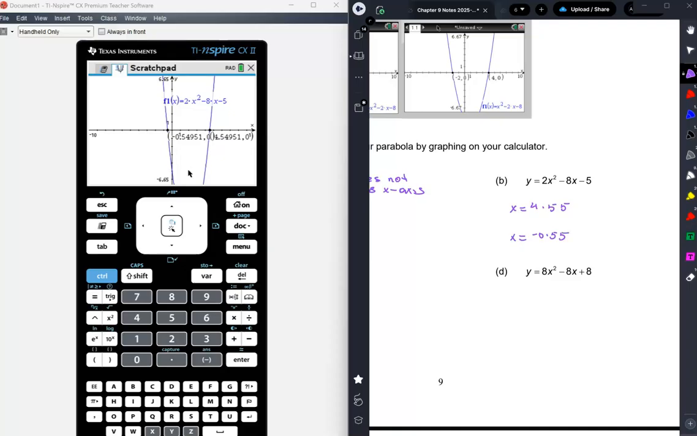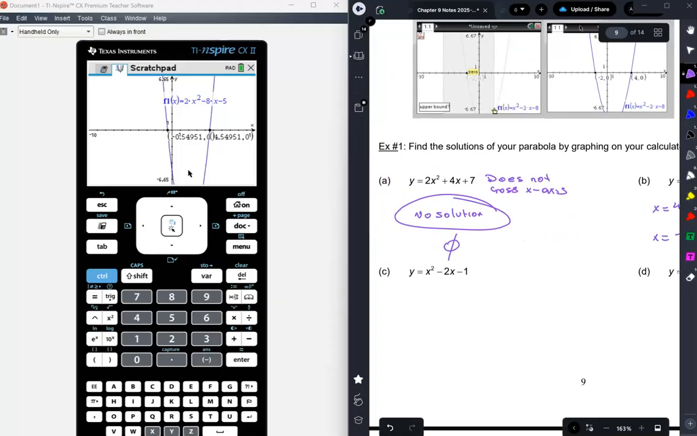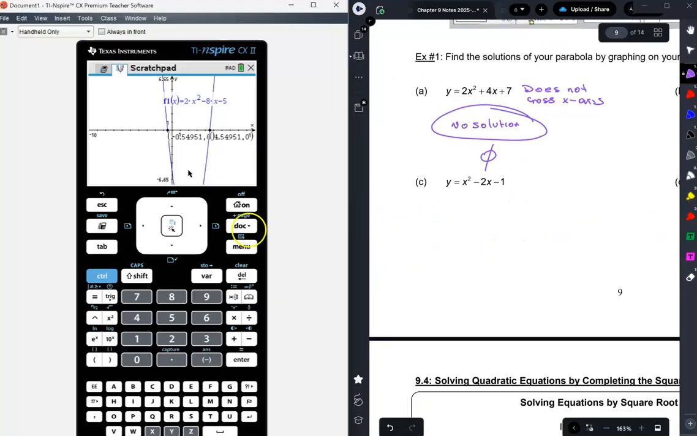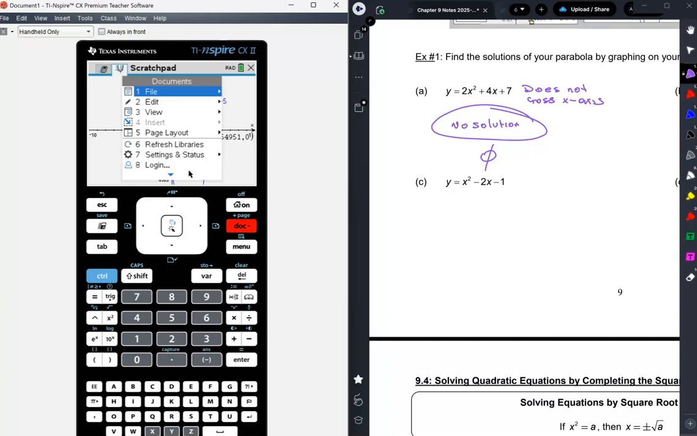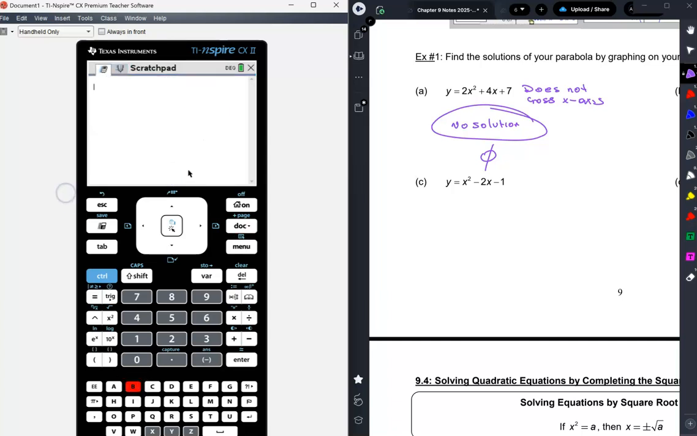Raise your hand if you were not able to find these two points. Fantastic. I love it. So here's what you're going to do now. You're going to do doc B, and you're going to put in the other one. Okay? All right. Let's do it.